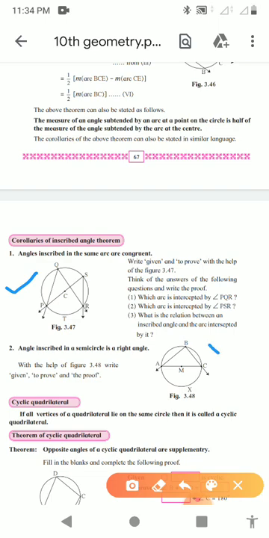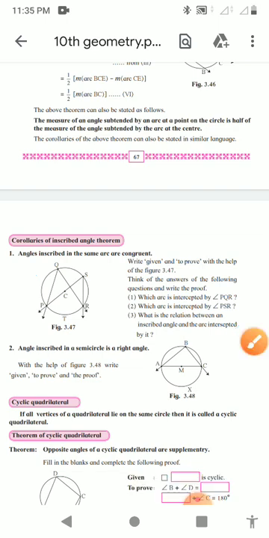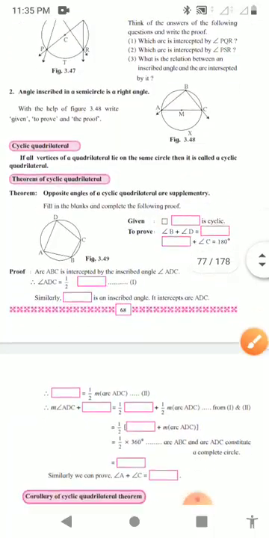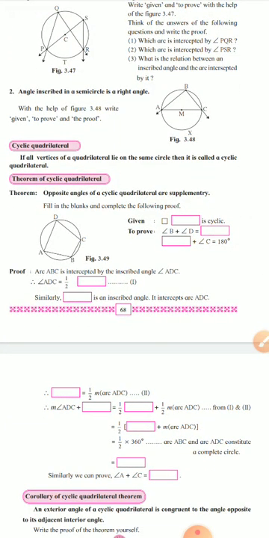So here we will see that an angle inscribed in a semicircle is a right angle. We can also prove it, no issue. Now we will move ahead. Then we will see a most important concept, that is cyclic quadrilateral.